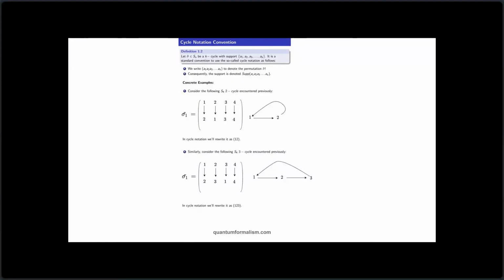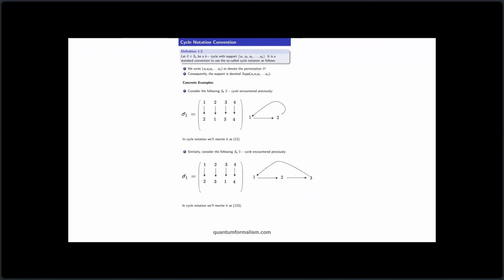I know it's very small. Can you guys see? So let sigma tilde be a permutation. Let it be a k-cycle. Because it's a k-cycle, it means it has a support. The support of this sigma tilde is a1, a2, a3 to ak. Now by convention, in textbooks, people obviously don't write sigma tilde. This is just my abstract notation, to make it easy for you to understand.